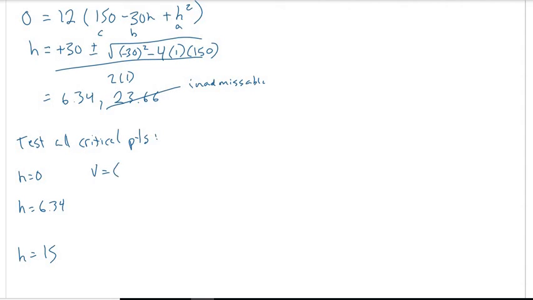So let's see. The length is going to be 60 minus 2 times 0, which is just going to be 60. Then we're going to have 30 minus 2 times 0, which is going to be 30. And then the height is going to be 0. So that's going to be equal to 0 centimeters cubed.